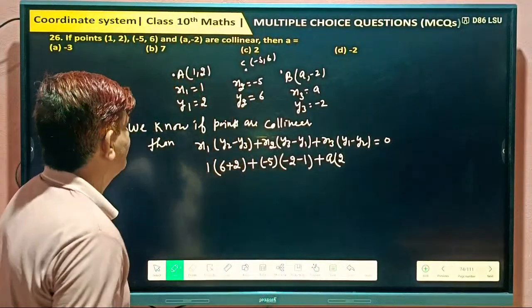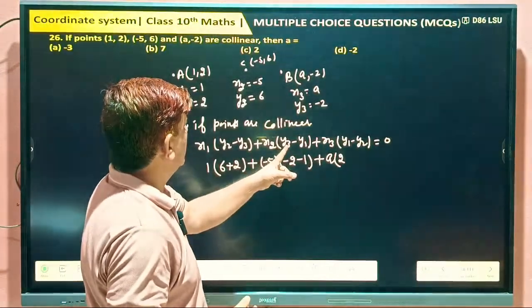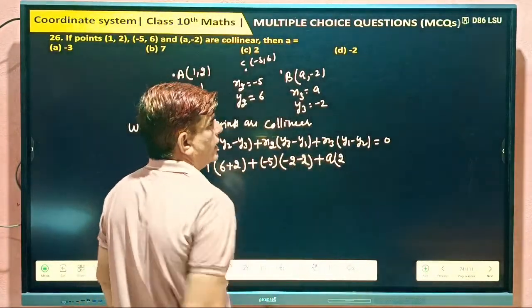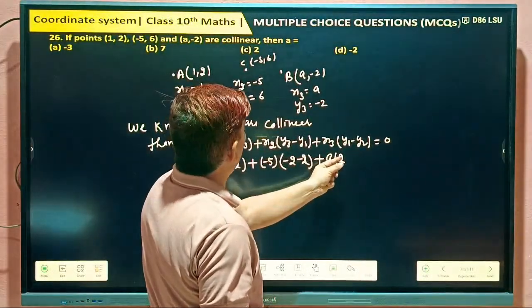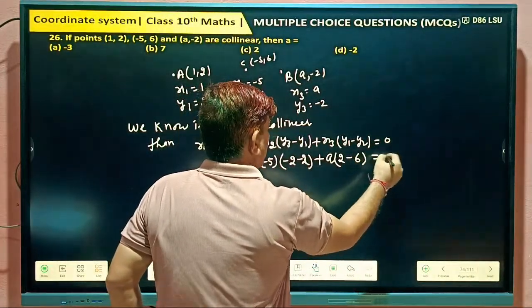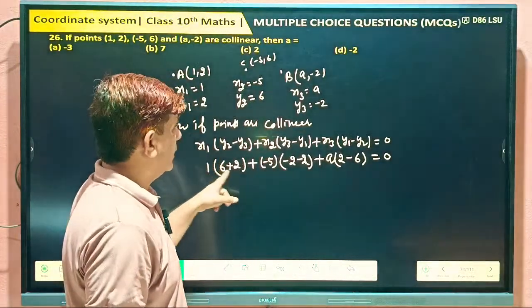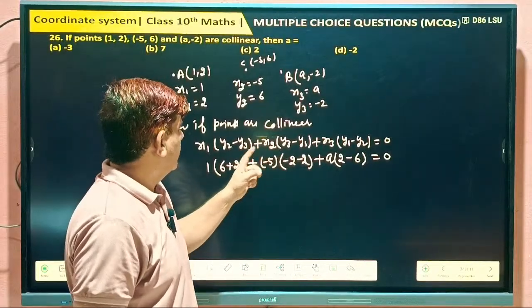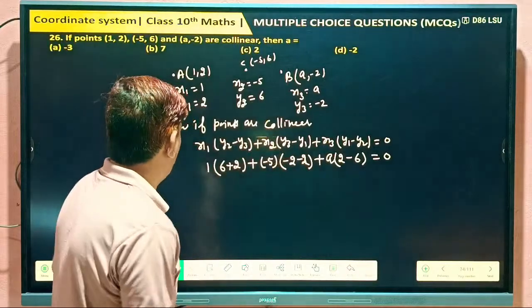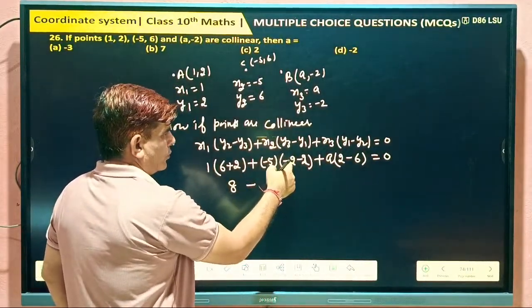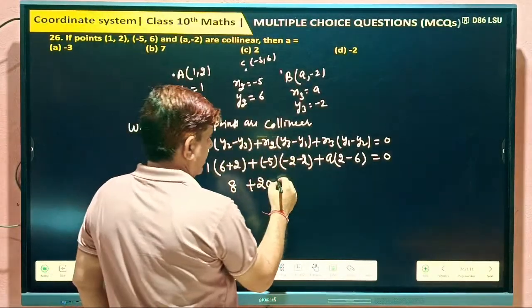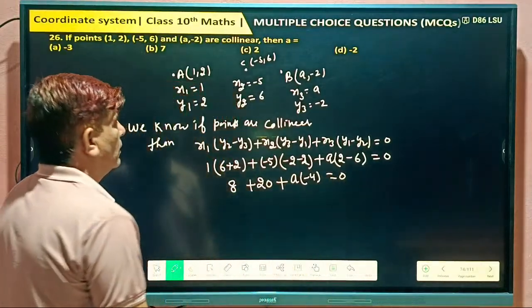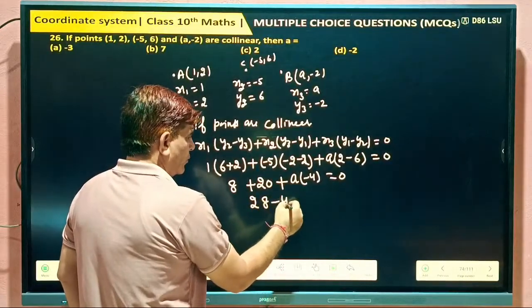Here is again a problem. y3 is minus 2. And what's your y1? y1 is 2. Here I wrote 2 wrong, which creates a problem. So a, y1 is 2, y2 is 6, y3 is minus 2, same. y1 is 2. Here also 2, which means it's right. So it becomes 8, minus 4, minus 5 plus 20, 5 fours are 20, plus a into minus 4 equal to 0. Understood? So it means 28 minus 4a equal to 0.